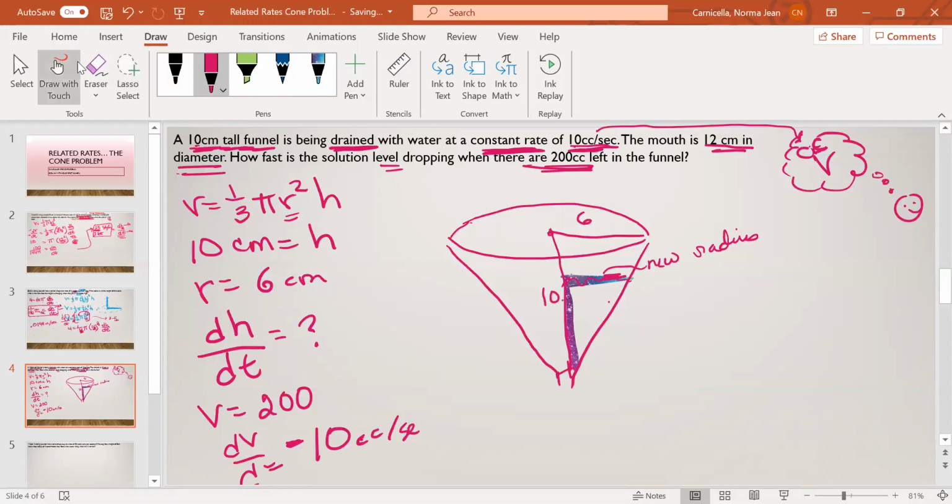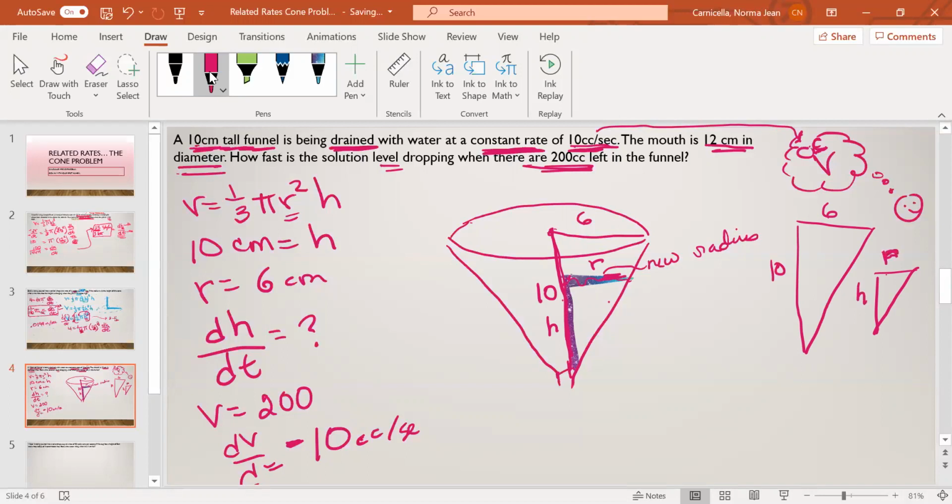Now this 10, I want it to be clear, is for the big triangle, this whole length from here to here. And then I have this new radius and this new height. I'm going to set up a proportion. You've got the big triangle and then the smaller triangle. This is 6, this is R, this is 10, this is H.